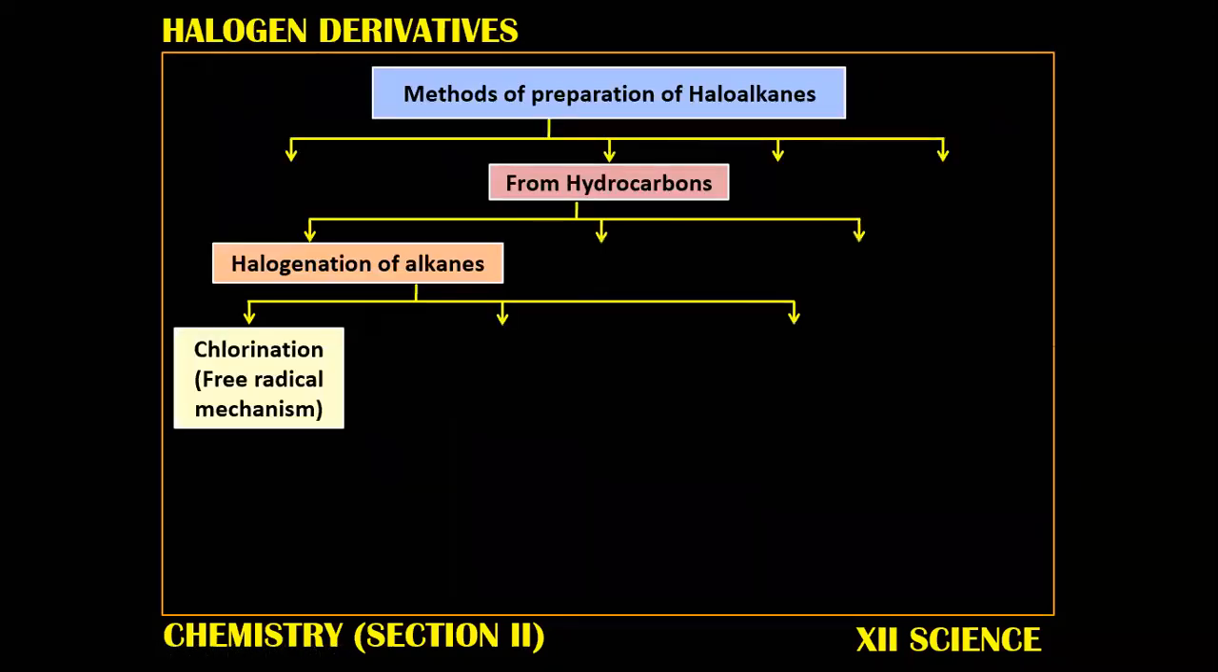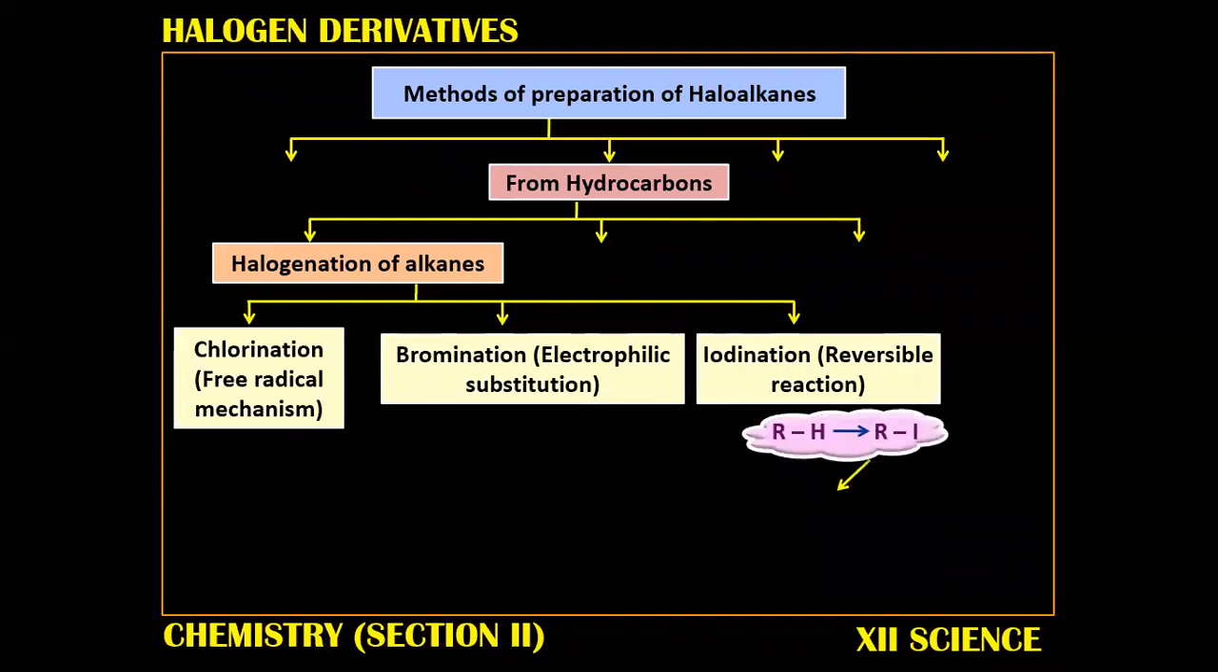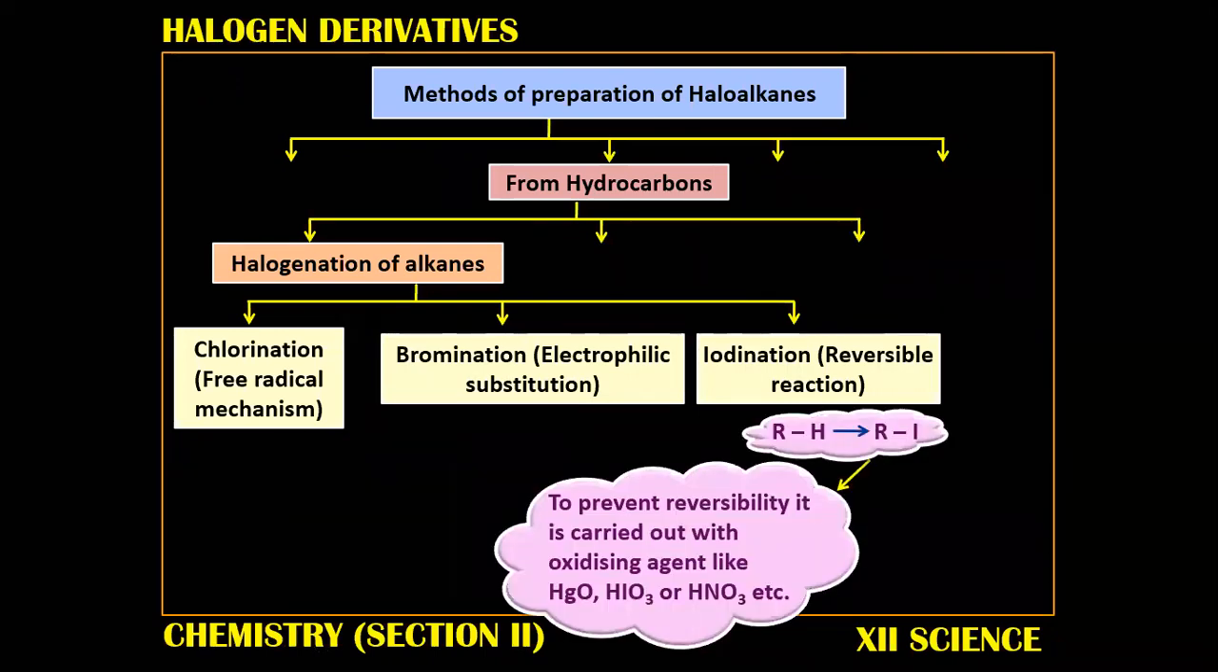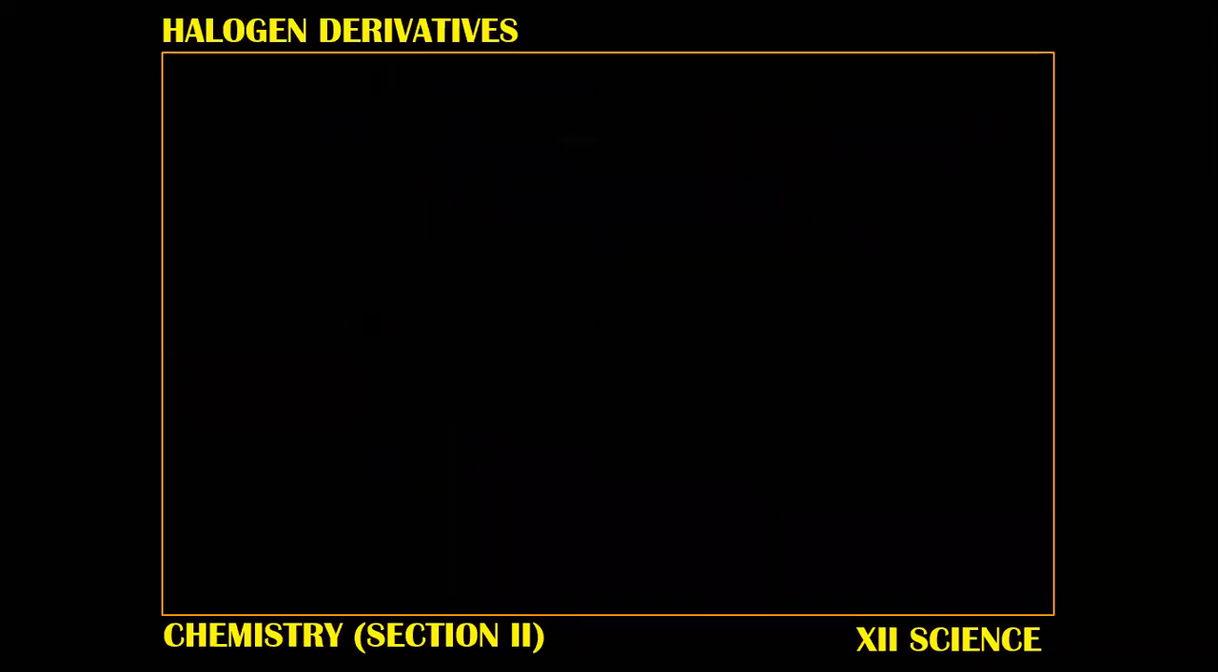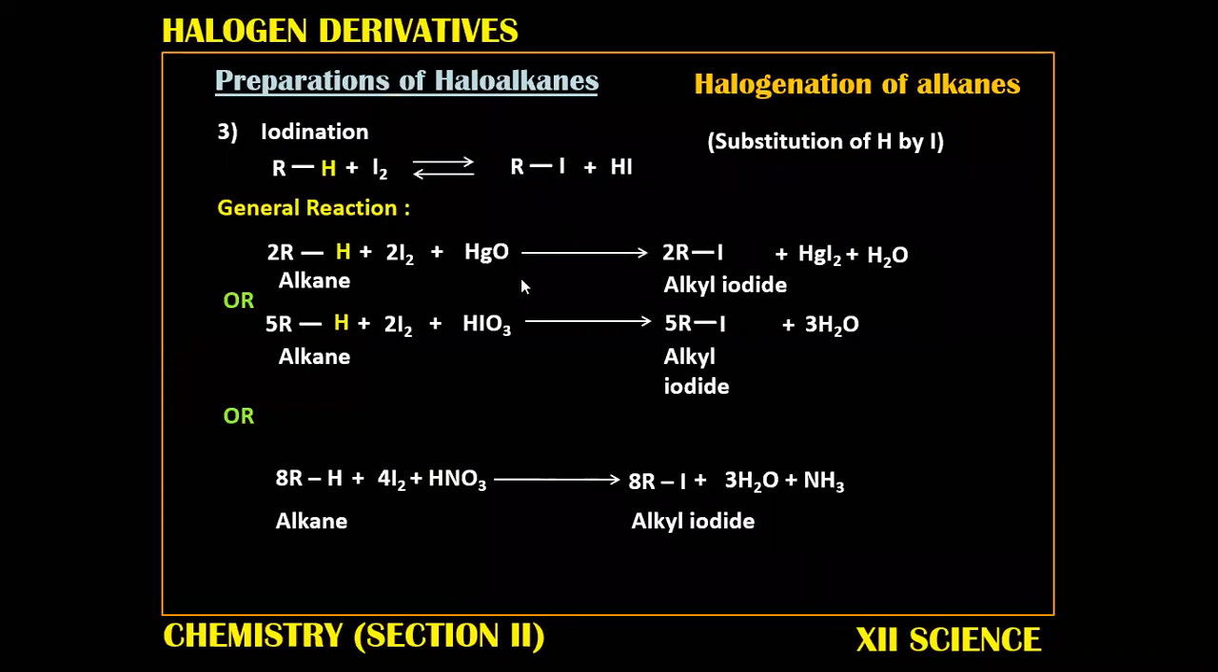Iodination, the reaction is reversible, and therefore the reaction is carried out in presence of HgO, HIO3 or HNO3. Here the balancing is very important. So remember all these numbers when you write the reaction. You have to balance and write the reaction.